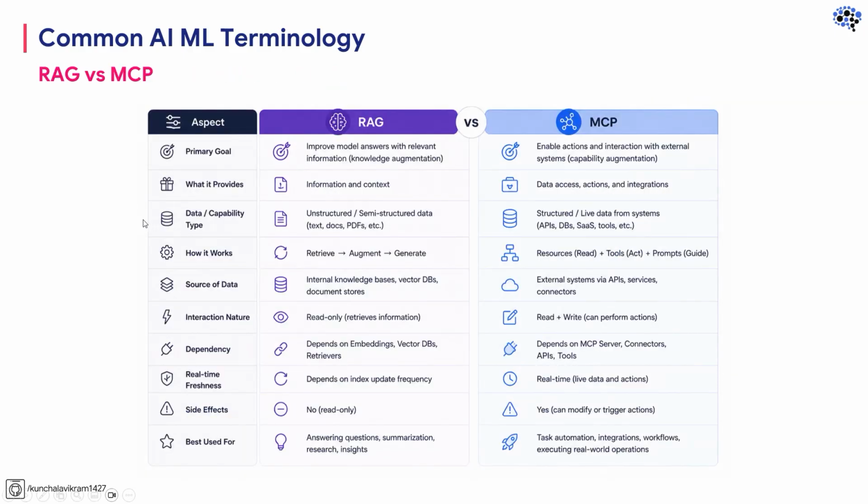Okay, now coming to RAG versus MCP. RAG is only for getting the relevant information, but MCP is for taking action. So MCP has the ability to talk to external systems, but RAG is only for reading the information to provide up-to-date information, right? How RAG works is retrieve, augment and generate, but MCP uses resources for reading, tools for taking actions and prompts for guiding the model on how to approach a request or post the response, right? The source of data for RAG can be your internal knowledge bases and vector databases, but here the source of knowledge is the external systems, right? So these are some of the differences between RAG and MCP.